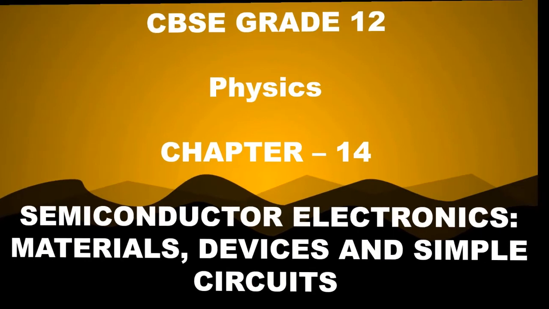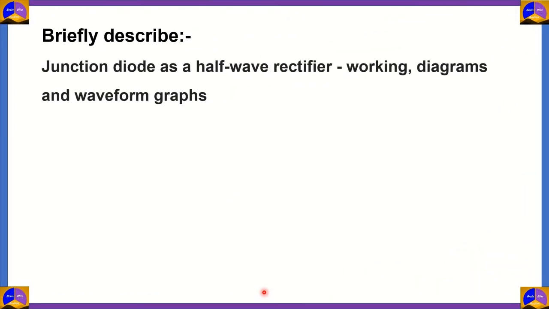So the first description is to describe a junction diode as a half-wave rectifier with working diagrams and waveform graphs. So what is a rectifier? A rectifier is basically a device which, in regular terms, converts AC to DC. So this is the device that converts AC to DC current. And there are two types of rectifiers. One is a half-wave rectifier and the other is a full-wave rectifier.